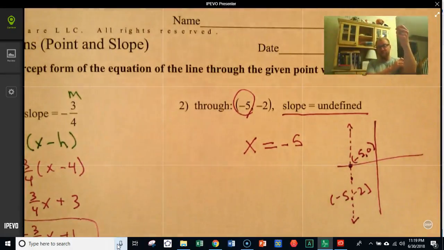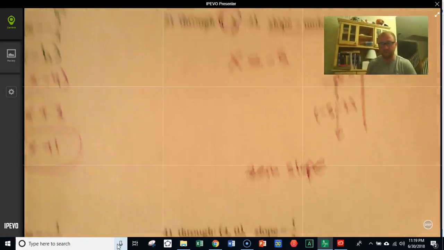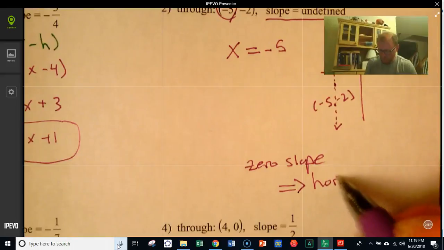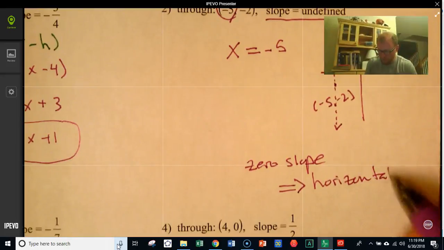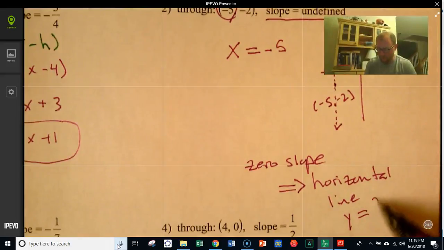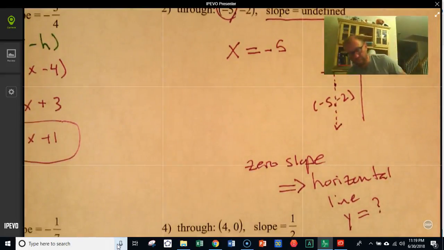If you have one where the slope is 0, I don't think we have any like that here. But if you come across a slope of 0, write this down. Horizontal line, y equals something. Okay. Alright, moving on.